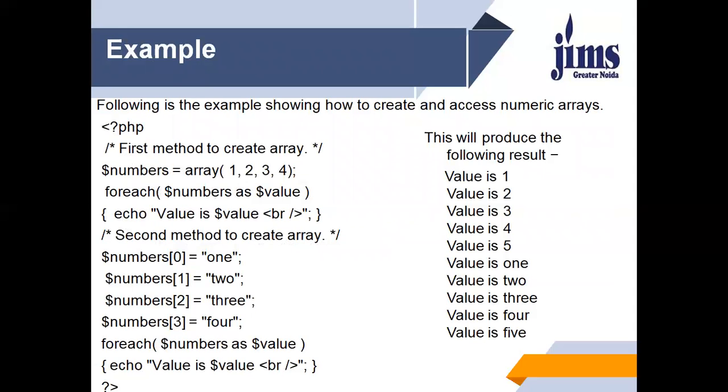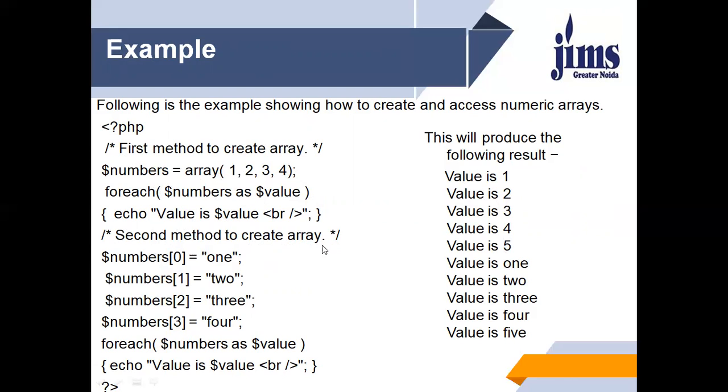Following is the example showing how to create and access a numeric array. So here, see PHP. First method to create an array: $numbers, this is the name of the array. You put array with brackets and the values 1, 2, 3, 4. Now foreach $numbers as $value, echo "Value is $value". So what will be printed? First time it will print value is 1, then 2, 3, 4. All the 4 or 5, whatever values you put, those values will be printed.